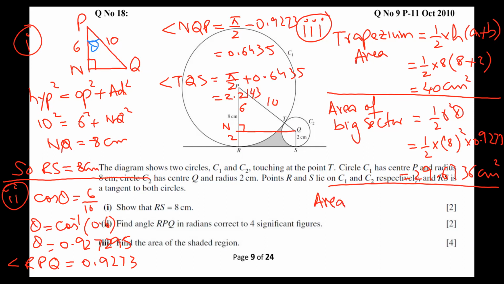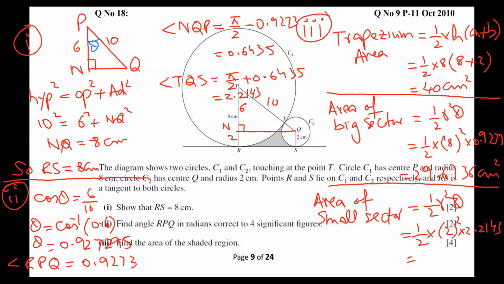So now I think we are close to finding the answer. Area of the small sector is easy to find: half r squared theta. The radius is 2, you know it, and theta is 2.2143. When I multiply this and check, what answer comes? It becomes 4.4285 or 86 centimeters square.